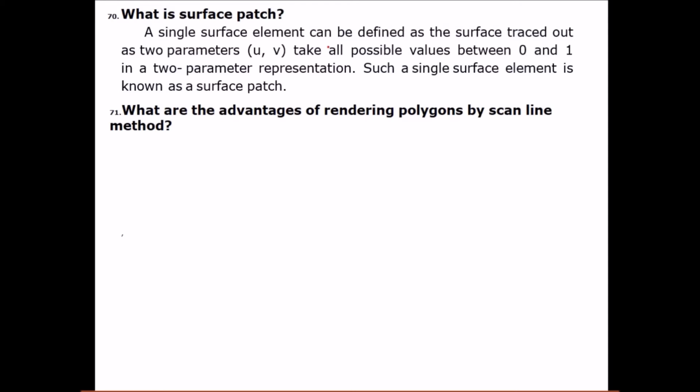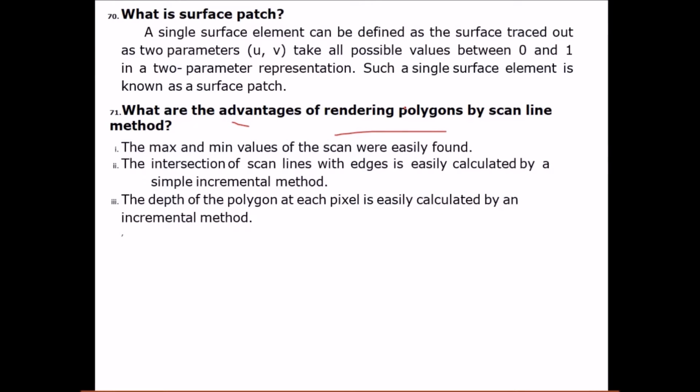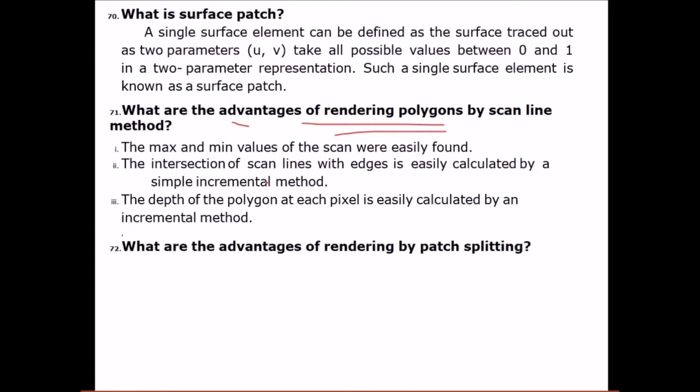What are the advantages of rendering polygons by the scanline method? The minimum and maximum values of the scan line are easily found, and the intersection of a scan line with edges is easily calculated by a simple incremental method. Also, the depth of the polygon at each pixel is easily calculated by an incremental method.